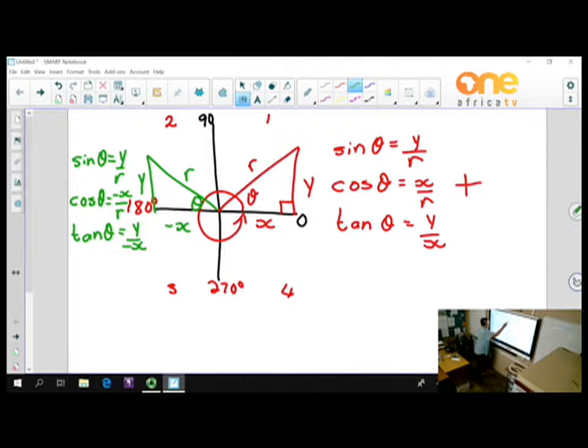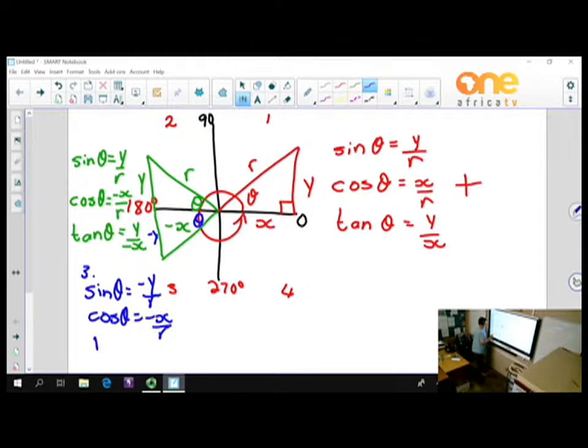Right, if I go in the next quadrant, let's make this one a blue one, there's theta. So now y is also negative in that case. So in quadrant 3, sine theta is going to be negative y over r. Cosine theta is going to be negative x over r. There you have it. And tan theta is then negative y over negative x.